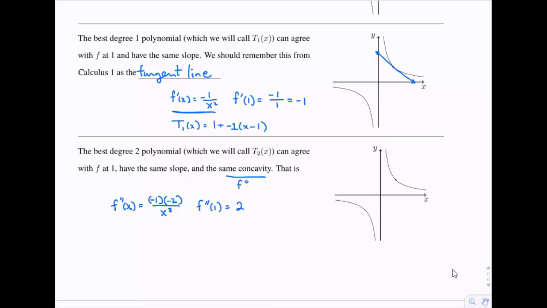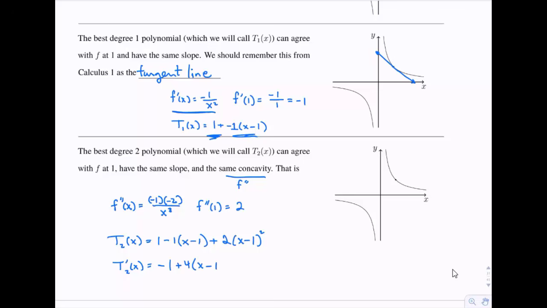Okay, so a second degree polynomial, aka a quadratic, where we're going to have the same stuff as our first degree polynomial, so 1, and then we have our negative 1 times x minus 1. And then we're going to add in our quadratic term. So this is going to be something like 2, right, because that's the concavity here, times x minus 1 quantity squared. Again, we're all centered around this 1 value. But when I take the derivative, we'll see that something doesn't quite work out. So I take the derivative here.